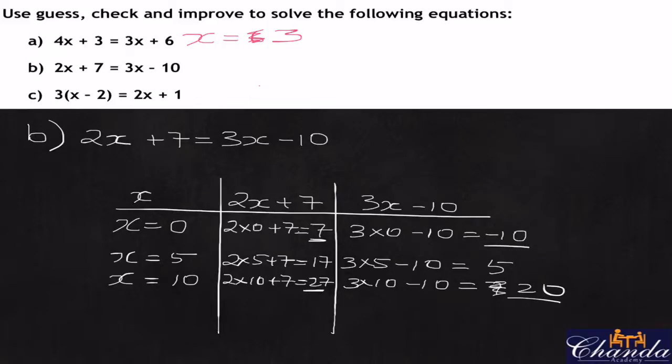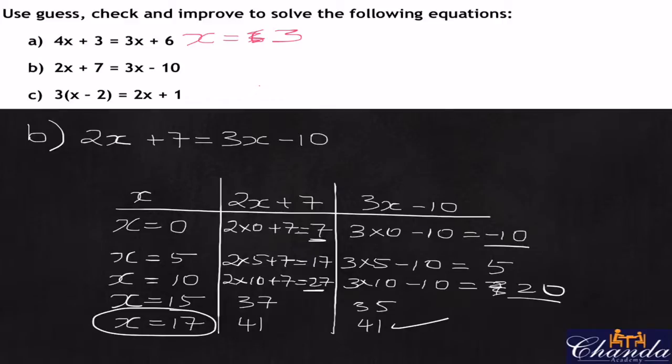Let's try x equals 15, okay? Let's see what this does. So 2 times 15 plus 7 gives me 37 for this one. And then 3 times 15 minus 10 gives me 35. Whoa, nearly there. Let's go up by 2 points, okay? Not 5, because I think that'll be too much. So let's try x equals 17. So 2 times 17 gives me 34, plus 7 gives me 41. 3 times 17 gives me 51, minus 10 gives me 41. There you go. So x equals 17 is, in fact, the correct answer.